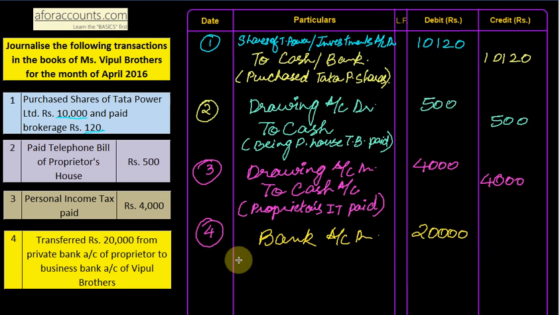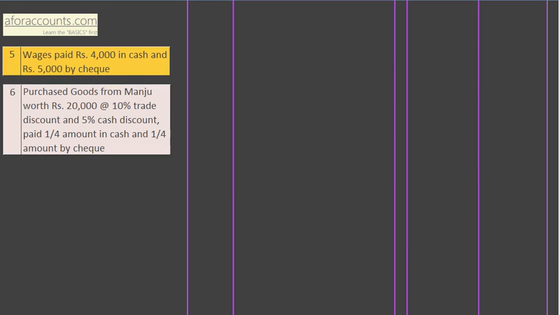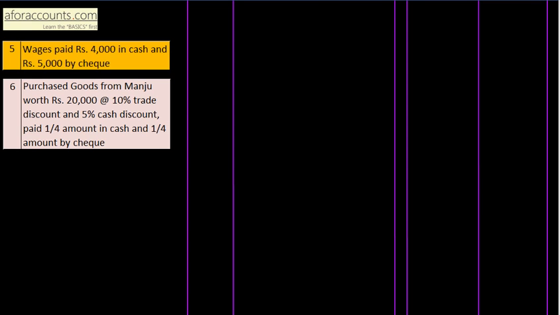And why is this money coming into business? Because in a way it is introduction of capital to the business. So bank account debit to capital 20,000. Money brought into business is your narration. Okay, moving on. Point number 5.